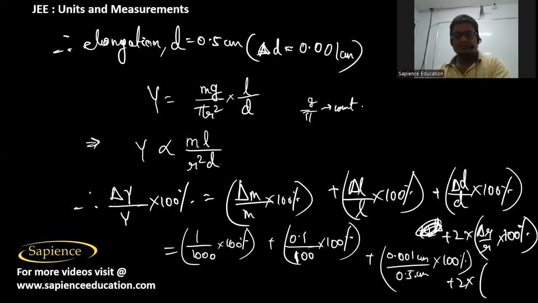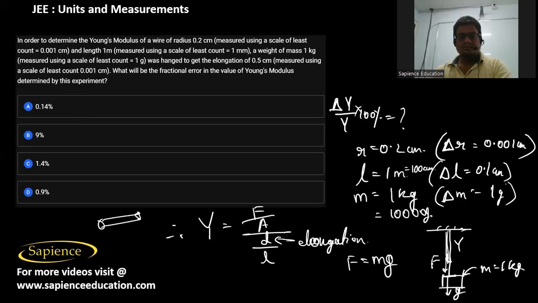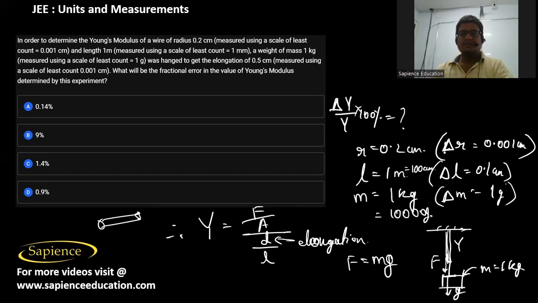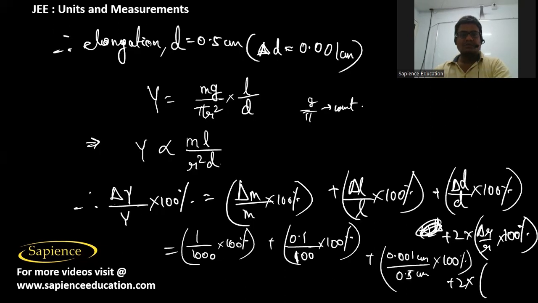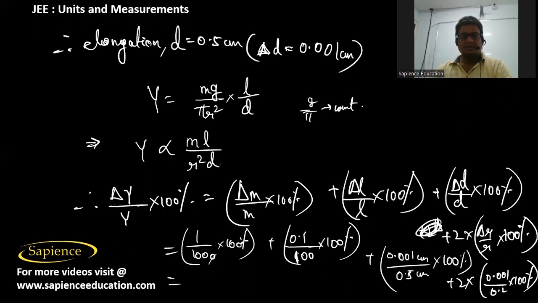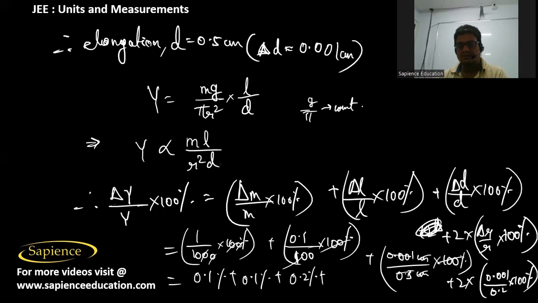Plus it is 2 into delta R by R. So radius is 0.2 centimeter and the least count is 0.001 centimeter. So it is 0.001 by 0.2 into 100%. So therefore this will be equal to 1 by 10, that is 0.1%, plus this is also 0.1%, plus this will be equal to 100 into this, that is 0.1, so it is 1 by 5, so that is 0.2%, plus this is also 0.1, so this is half into 2, that is 1%.